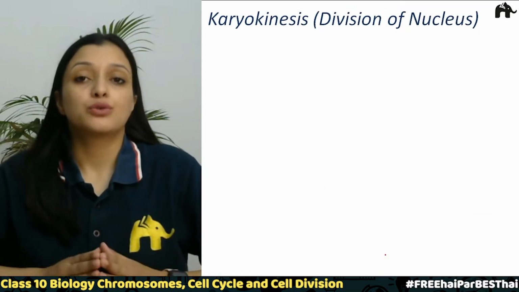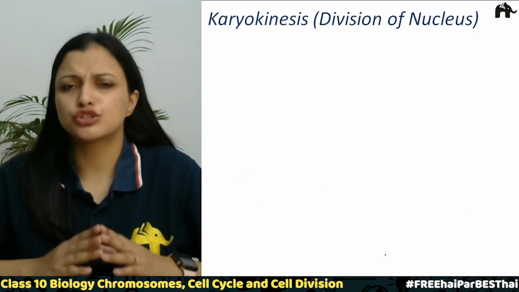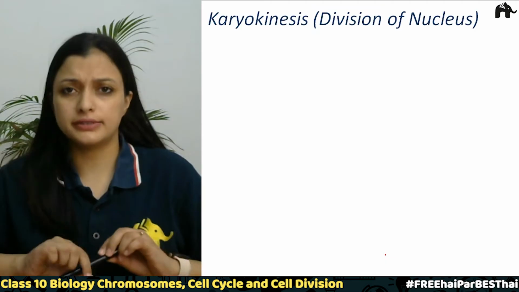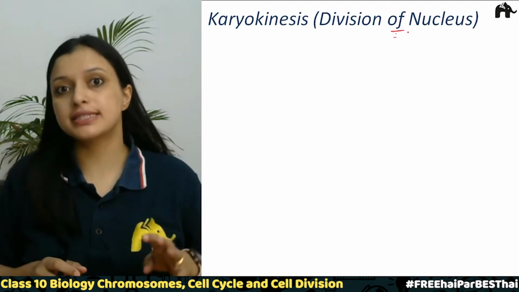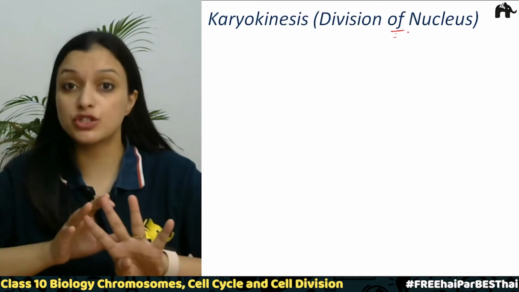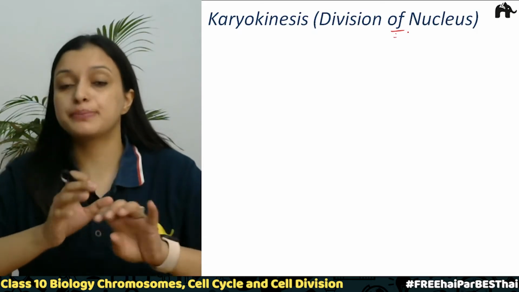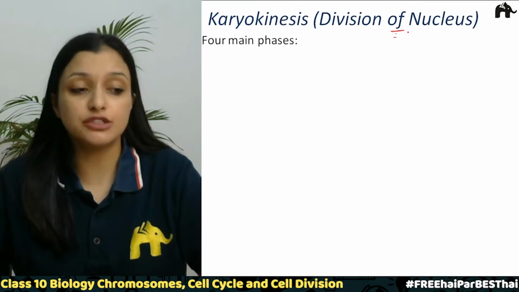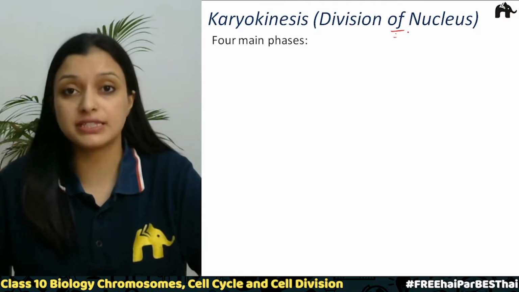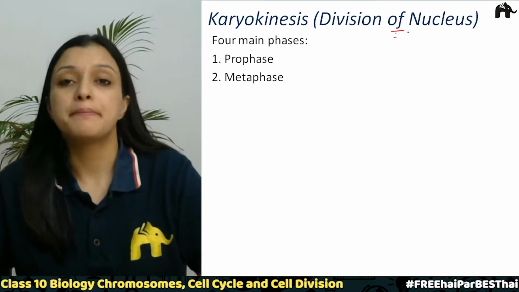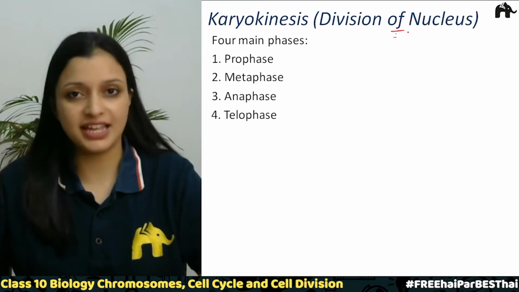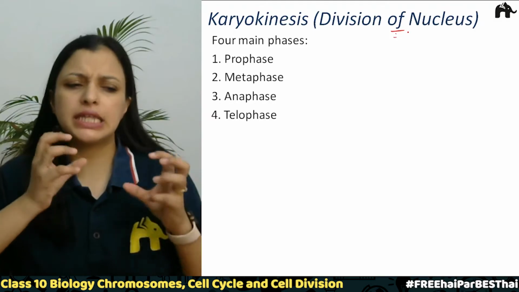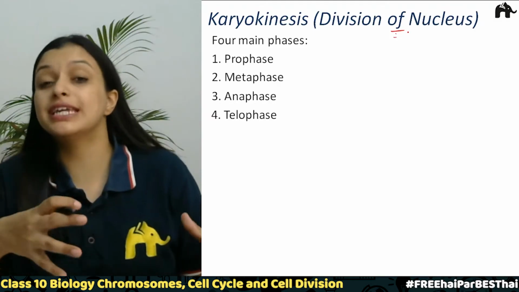Now talking about the phases of mitosis, the first phase is karyokinesis, that is the division of the nucleus. In this phase there are basically four stages. These four stages are prophase, metaphase, anaphase and telophase. Correct? What happens in these phases we will talk about in detail.